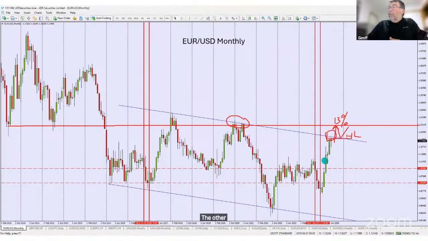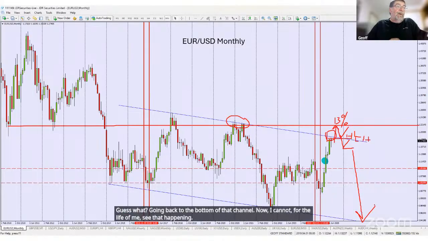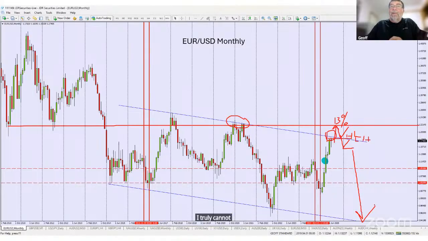The other option would be to wait for price to come back underneath this channel and retest it from below, giving me a lower high. And then I'd be confident that if price came back to there, guess what? It's going back to the bottom of that channel. Now, I cannot, for the life of me, see that happening. I truly cannot see that happening from a fundamental standpoint.